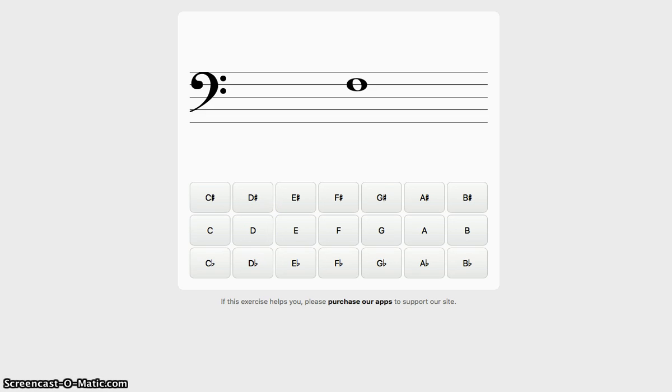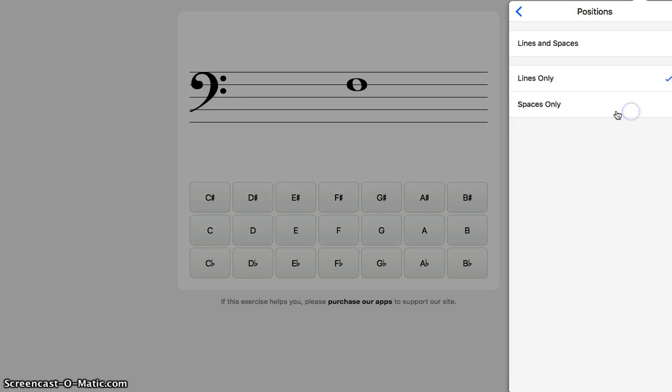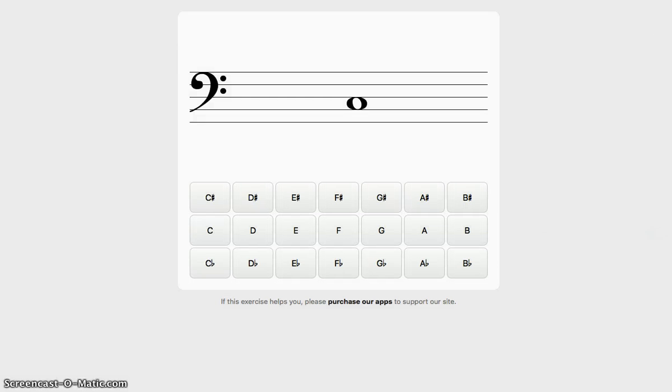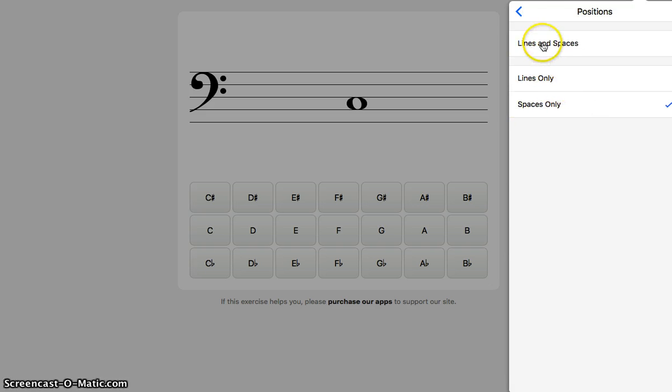Then you go over to the settings and you try just some spaces. Spaces only. All cows eat grass. G. All cows C. All cows eat A. So that's how you do it. And then the next step, of course, would be do lines and spaces together.